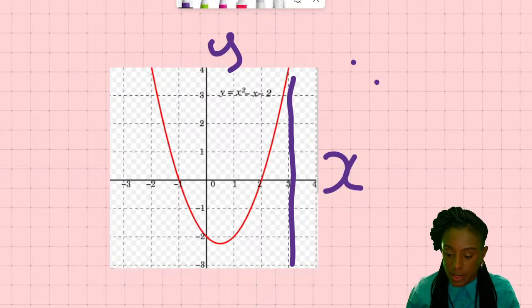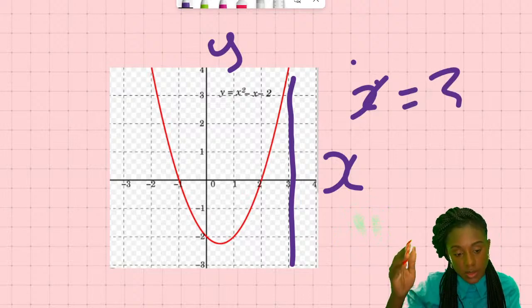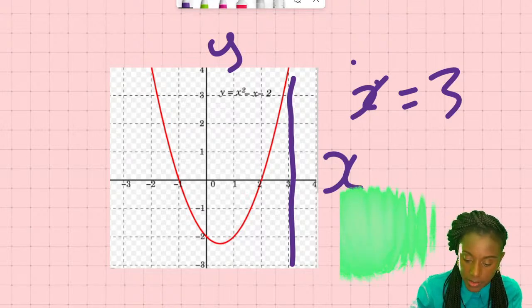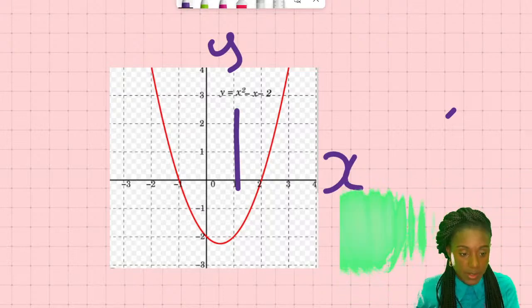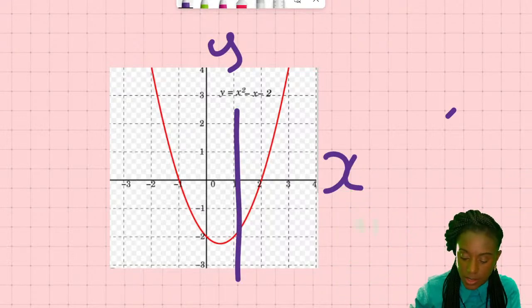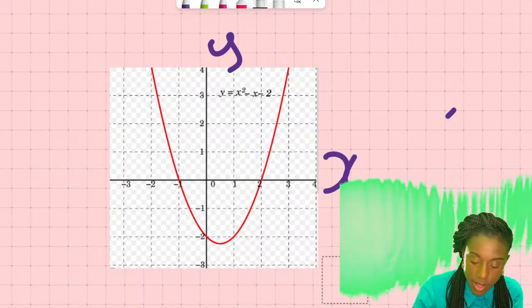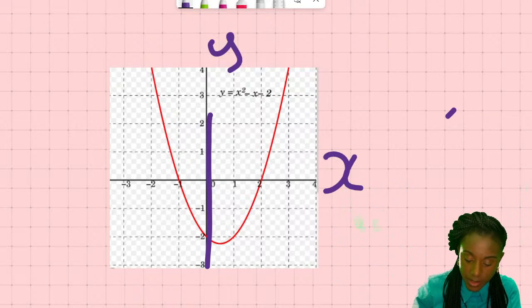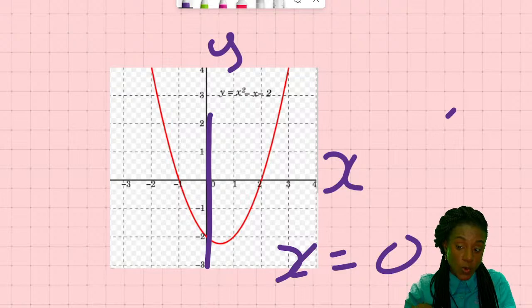Excellent, excellent. The equation of this line is x is equal to 3. It's cutting the x-axis at the number 3. This is the x equals 3 line. If I were to draw a line through the number 1 on the x-axis, this is the x equals 1 line. If I were to draw a line straight through the number 0 on the x-axis, this is the x equals 0 line. So our y-axis is also referred to as the x equals 0 line.